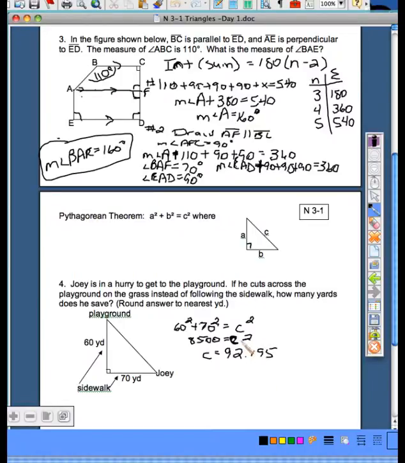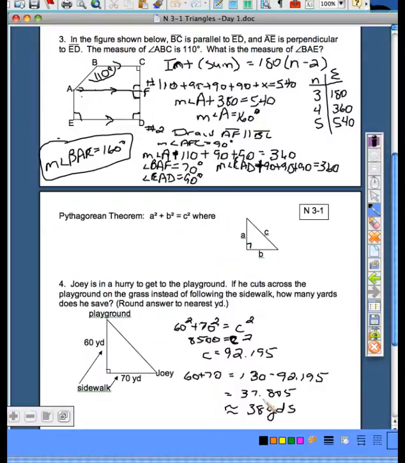Now, they want to know how much he would save. So that's not the answer. You have to remember, you have to answer the question. He would have walked 60 plus 70, or 130 yards. Subtract 92.195 from that, and that tells me how much he saved by cutting across. And that's going to equal 37.805. The answer is to round it to the nearest yard, so it's going to be about 38 yards. Okay, it's using the Pythagorean theorem on a right triangle.